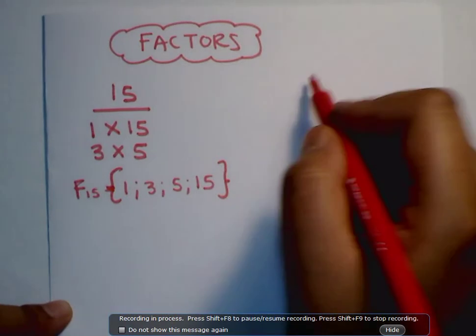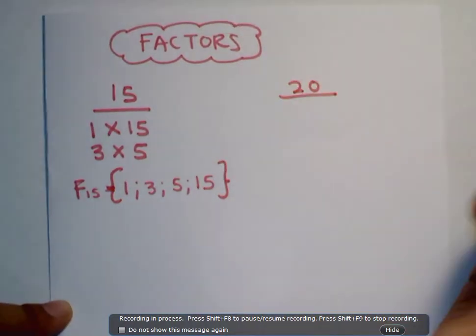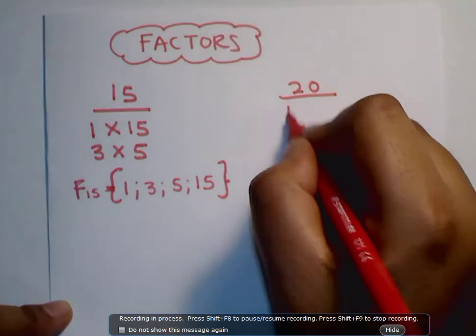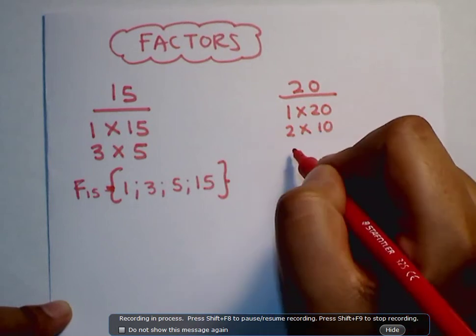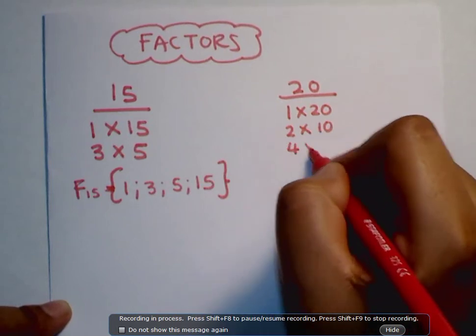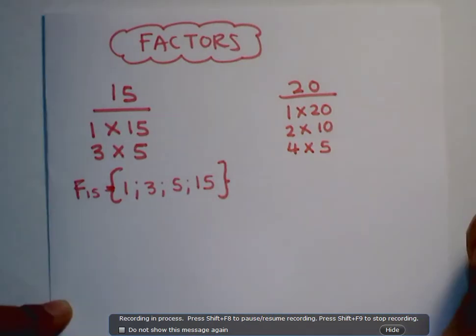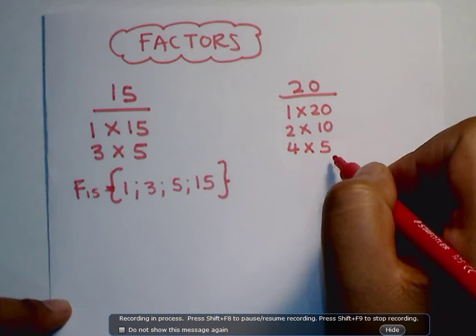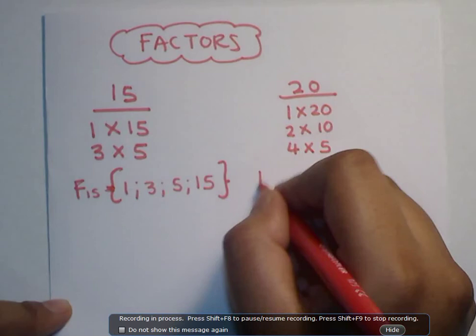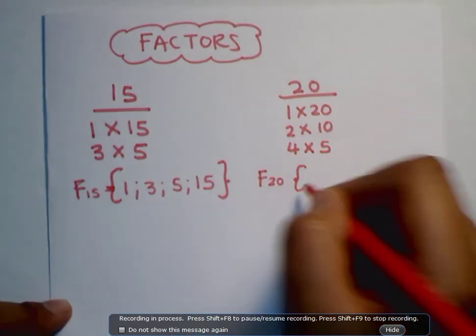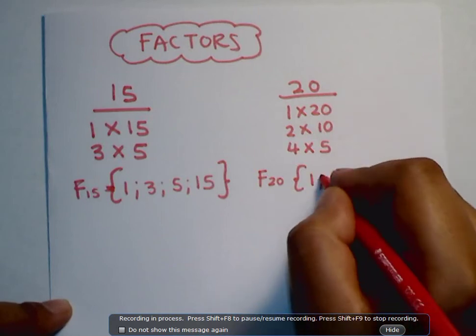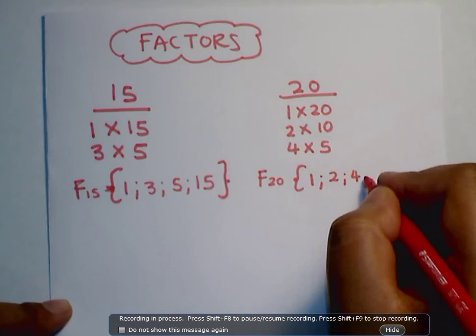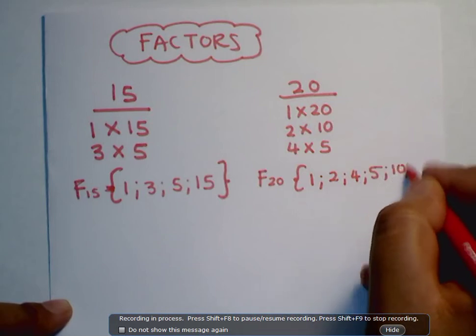So if I want to find the factors of 20, I start with number 1. 1 times what gives me 20? 1 times 20. 2 times 10. Can 3? No. Can 4? Yes, 4 times 5. Can 5? Yes, but I already got 5 here, so that means I'm repeating myself. So instead of repeating myself, I say the factors of 20 are, make my curly brackets, I start from this way, and then I go that way. So I say 1, 2, 4, 5, 10, 20.